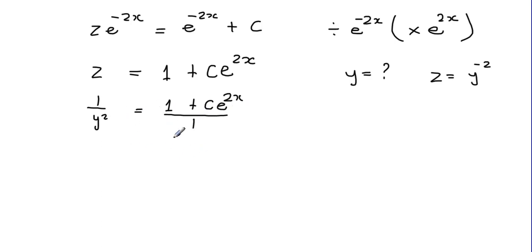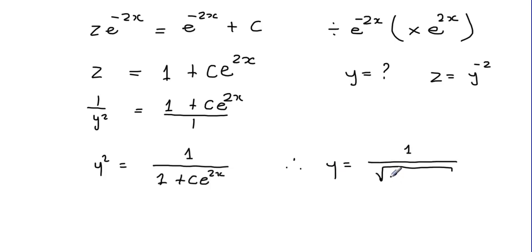At this point, I would like to invert both sides of the equation, then get y squared equals 1 over 1 plus c e to the power 2x. And then applying the square root on both sides, we arrive at the general solution y equals 1 over the square root of 1 plus c e to the power 2x. I hope you remember that the square root of a over b is always equal to the square root of a over the square root of b. That's what I've used here: square root of 1 over the square root of the denominator. That's what gives us there.